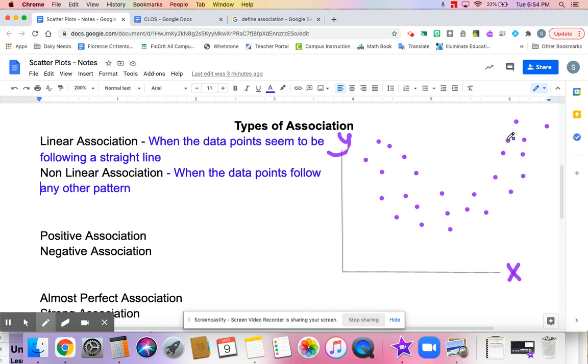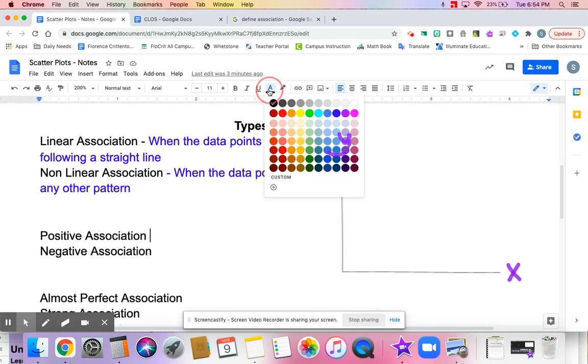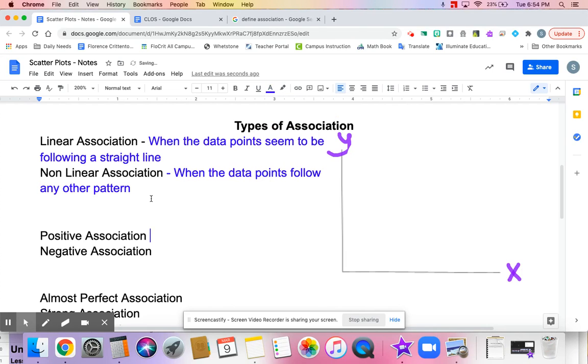So this one's not linear, because it's only linear if the data seems to be going in a straight line direction. So they're always going to want to know if it's linear or not. They're also going to want to know if it's a positive or negative association. So you always read a graph from left to right.